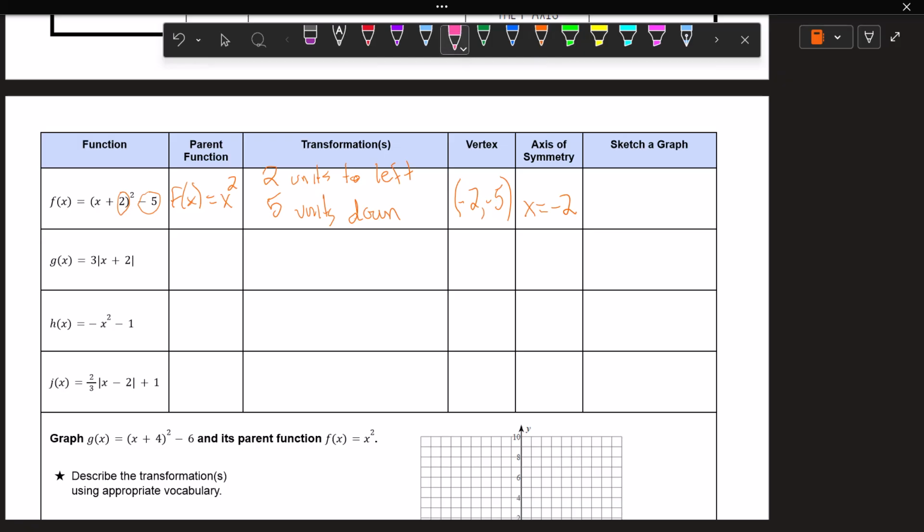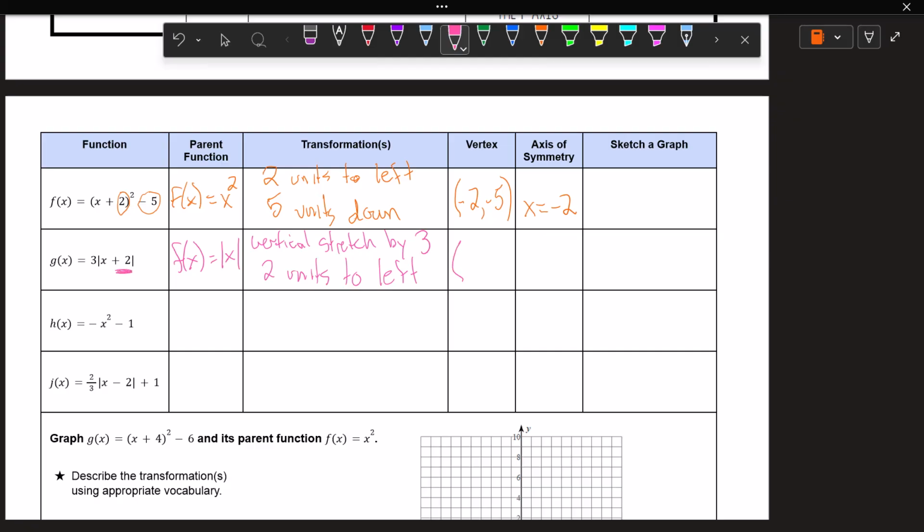g of x equals 3 times the absolute value of x plus 2. So our parent function is the absolute value function. That 3 tells us that we had a vertical stretch by 3. It's stretched because the number is larger than 1. And then we have that 2 units to the left again. It's the opposite of what's inside the parentheses.